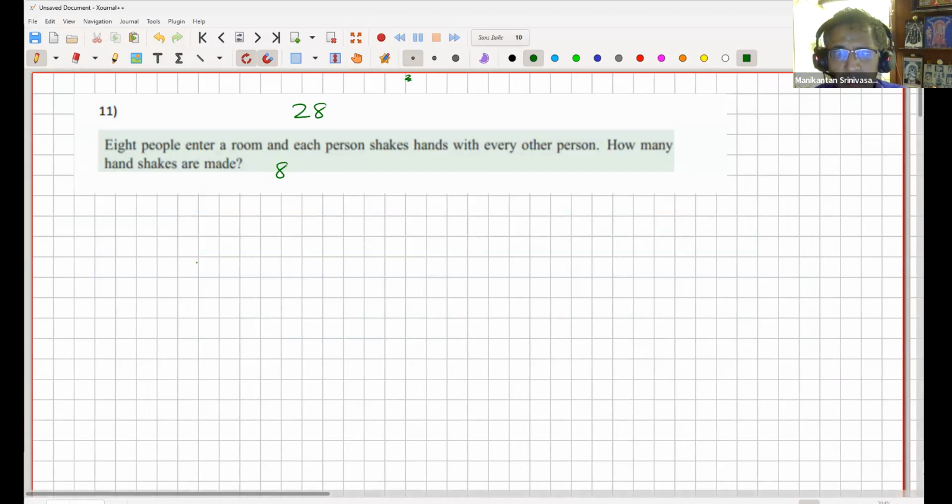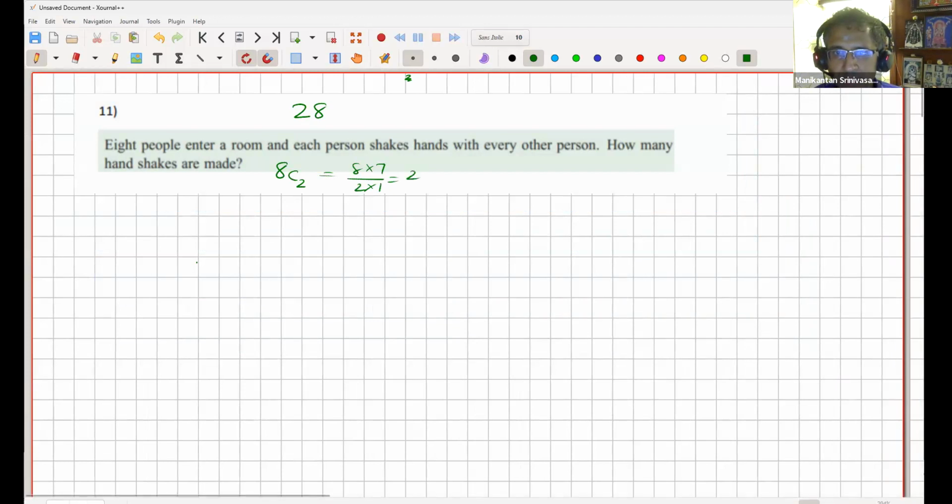28, fairly easy, right? There are 8 people. A handshake happens for any 2 people. If you choose 2 people, a handshake happens. So it's 8 choose 2, as simple as that. So 8 into 7 by 2 into 1, which is 28.